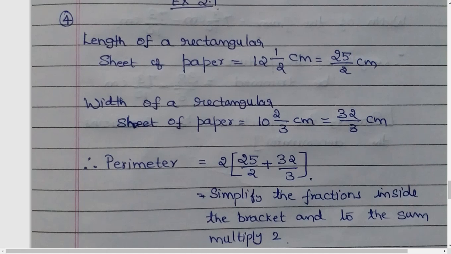This bracket is put to show that we have to simplify the numbers within the bracket first. So we have to add these fractions. Addition of fractions, we have already discussed in many sums: equate the denominators by taking the LCM, add the numerators, and then multiply by 2. You have to multiply the sum of the fractions by 2.